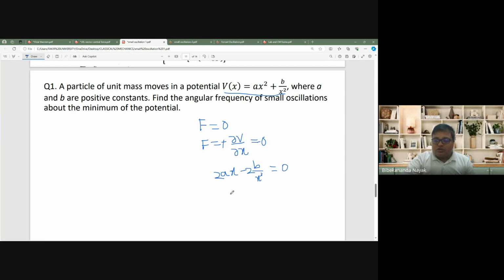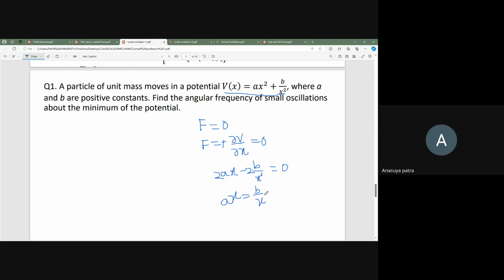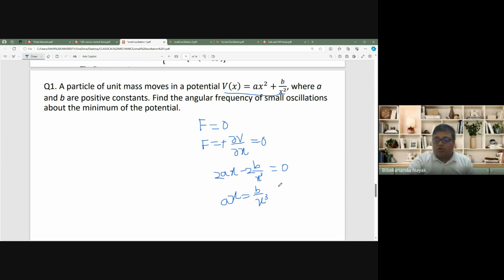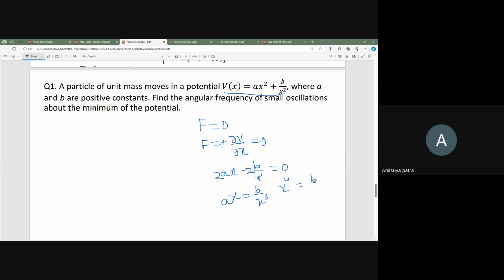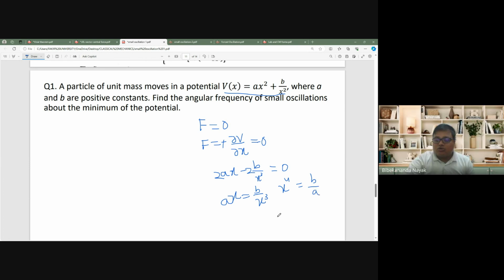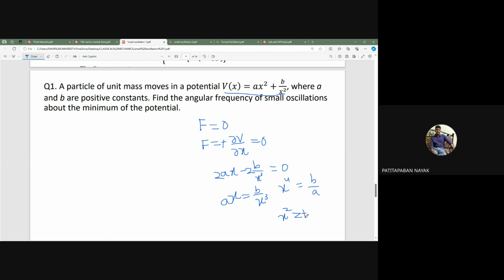So what is the value of x? That is actually your equilibrium point. From this solution, how much is x? If we take 2 common and divide, we find ax is equal to b by x cubed. So x to the power 4 is equal to how much? b by a. So x squared is equal to plus or minus square root of b by a.